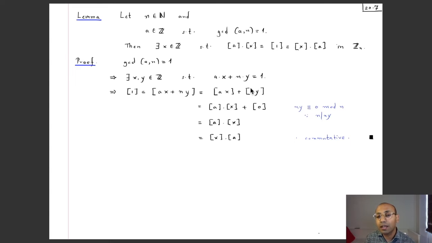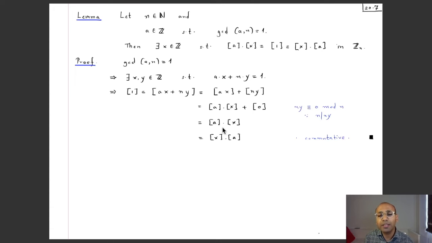Meanwhile, the equivalence class containing ny is actually the equivalence class containing 0, and this is because 0 is related to ny under the equivalence relation of congruency modulo n. Indeed, ny is congruent 0 mod n because n divides ny minus 0, n divides ny. So this equivalence class containing ny is just the equivalence class containing 0, and we know that the equivalence class containing 0 added to anything is just the same thing, and so this is this itself.